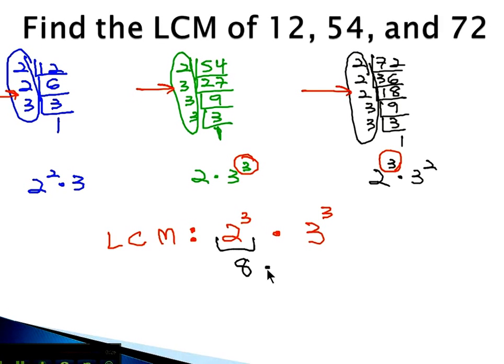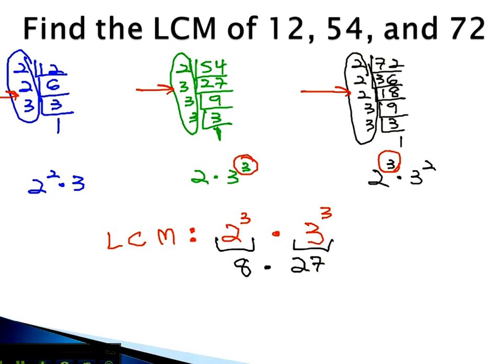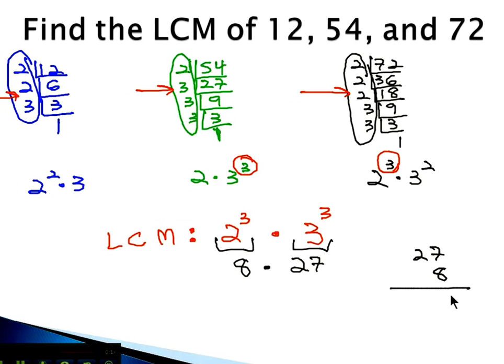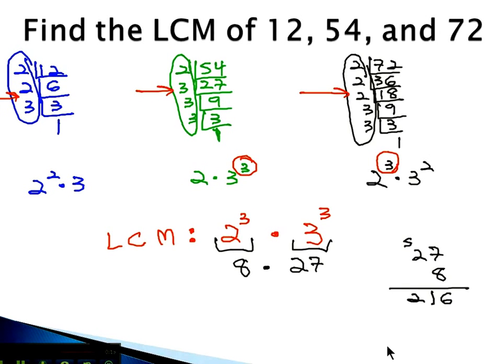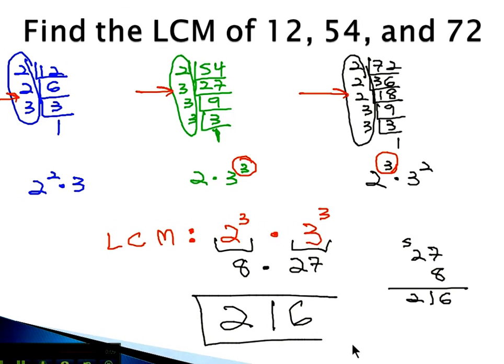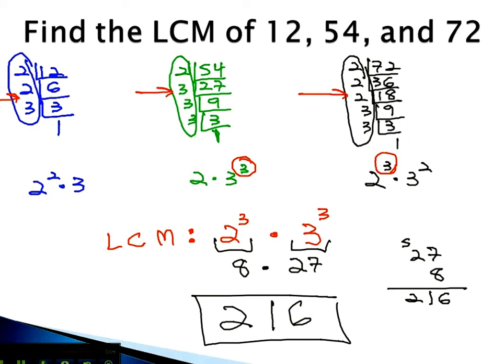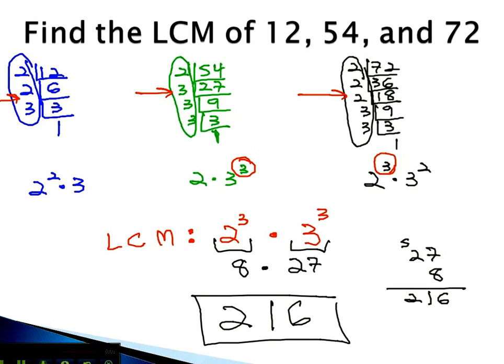2 cubed is 8. 3 cubed is 27. Multiplying 8 times 27, then, 8 times 7 is 56. 16 and 5 is 21. So 216 is our least common multiple. We found that by finding the prime factorizations, then using all factors with highest exponents.